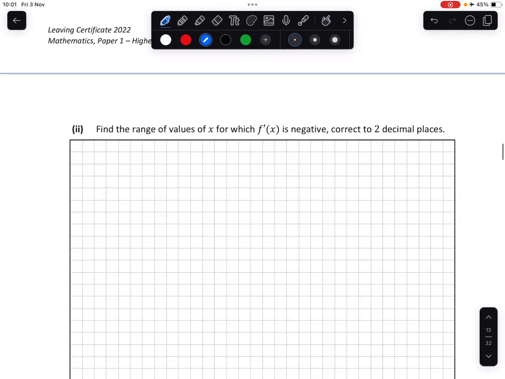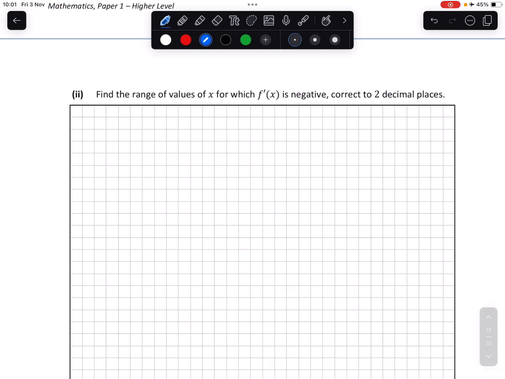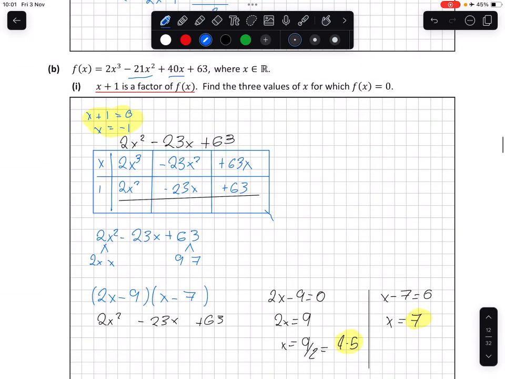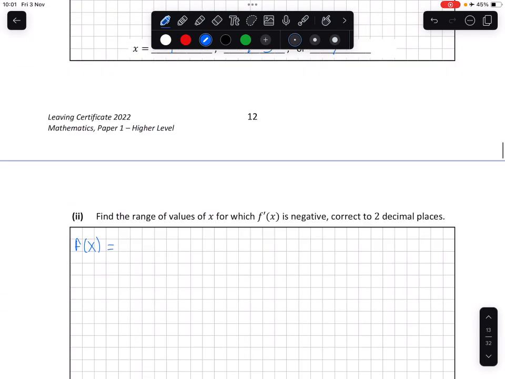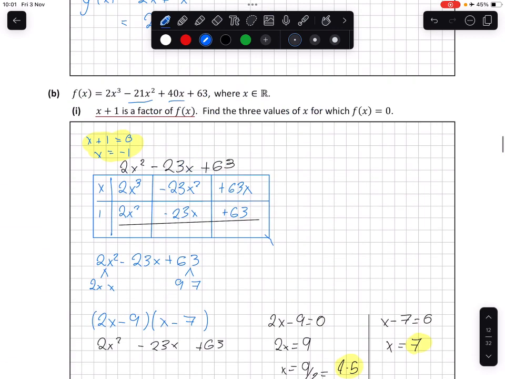Now, find the range of values of x for which f prime of x is negative, correct to 2 decimal places. So the original function, f of x, if we scroll back up, we know that that's going to be 2x cubed minus 21x squared plus 40x plus 63.